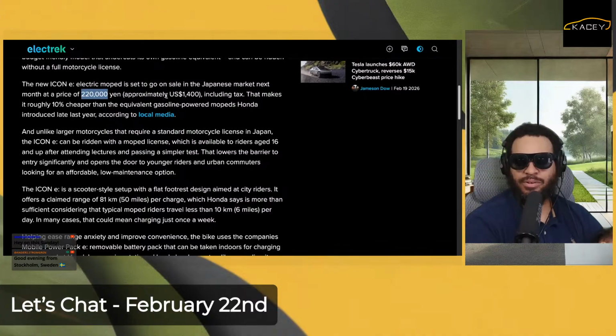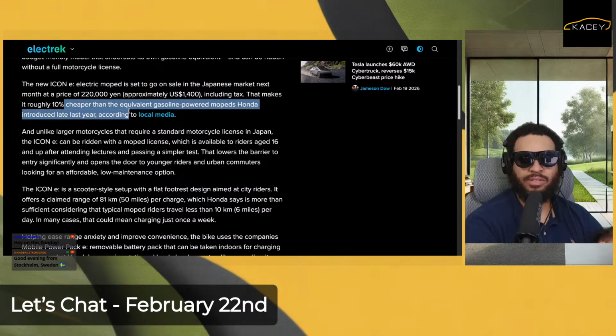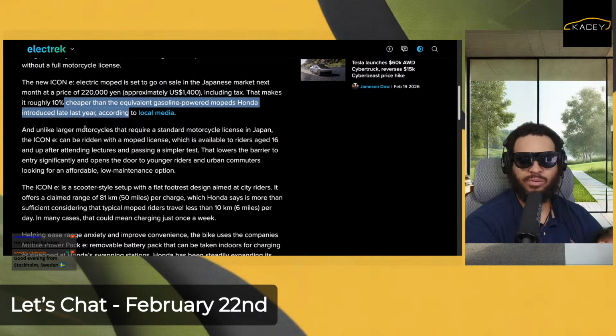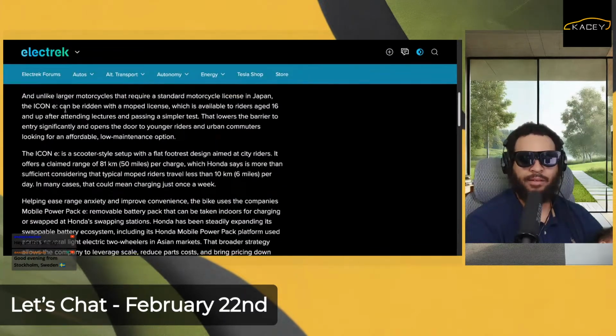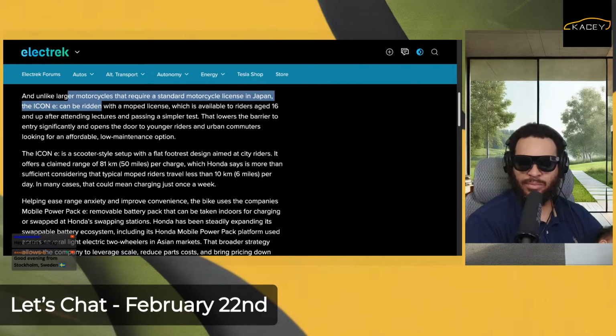And it's very efficient because it's just one person, maybe two. Do you need a whole cage? That makes it roughly 10% cheaper than the equivalent gasoline-powered mopeds Honda introduced late last year, according to the local media. And unlike the larger motorcycles that require a standard motorcycle license, I see why they keep pointing it out. Well, no, because again, he said motorcycles. I was thinking that they said that in Japan you need a motorcycle license for a moped. Gas, that would make sense, but he didn't say that.